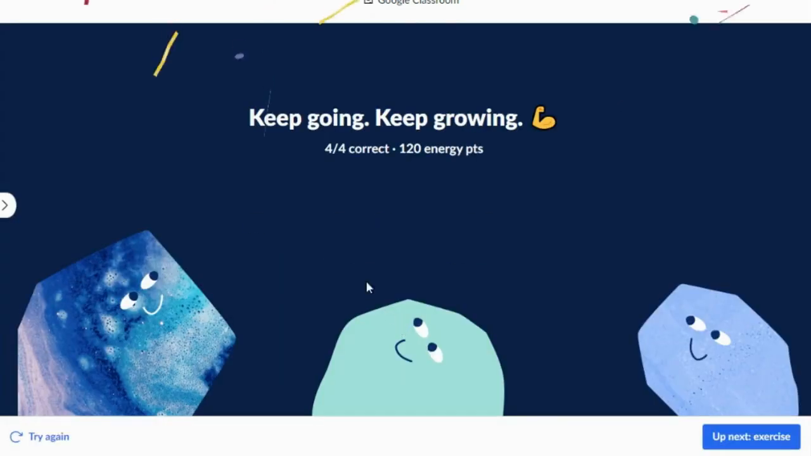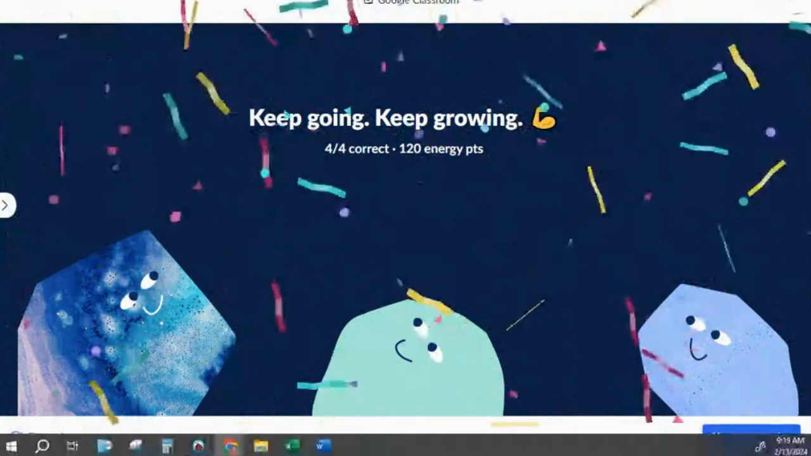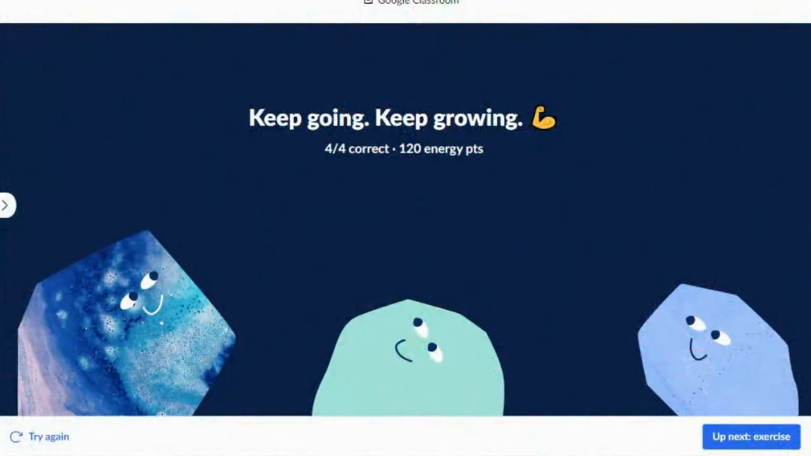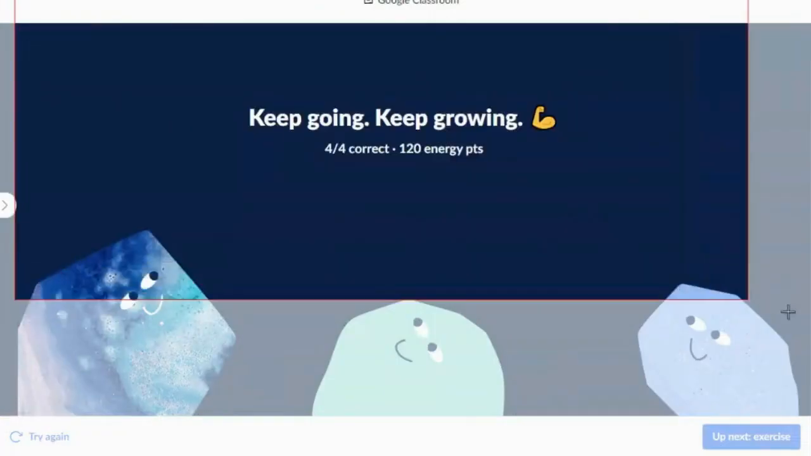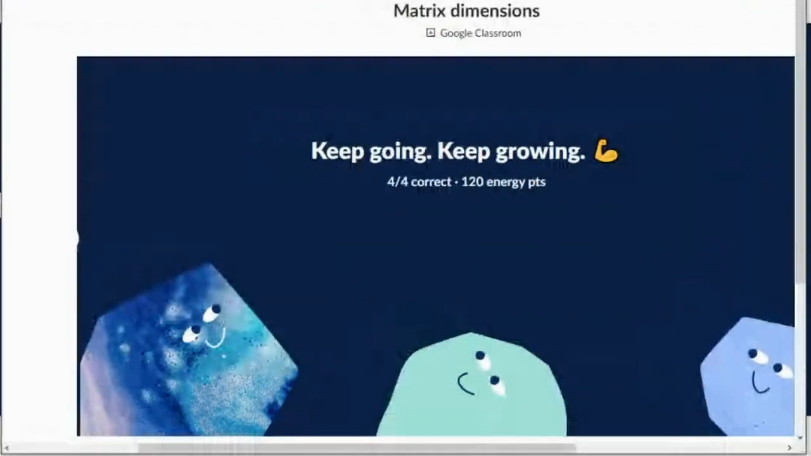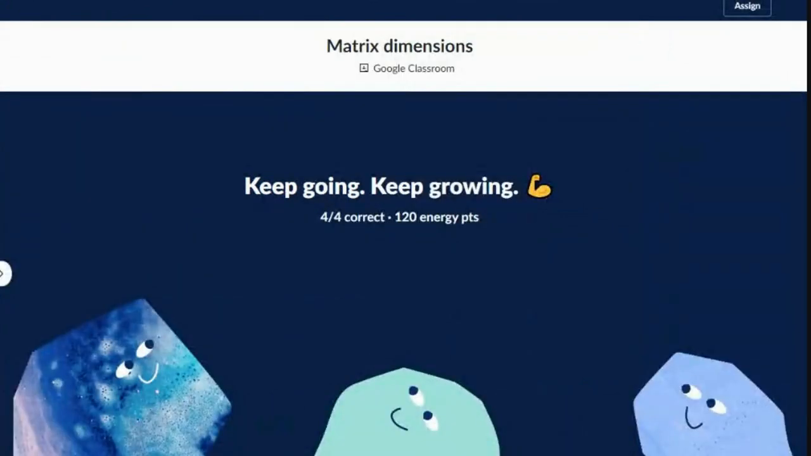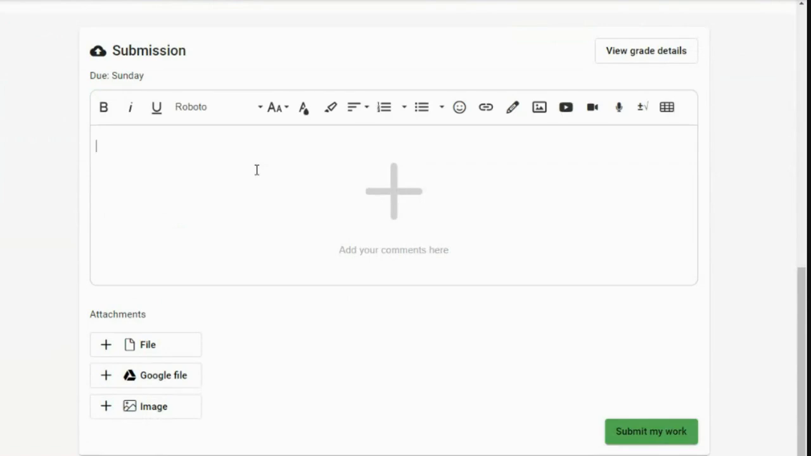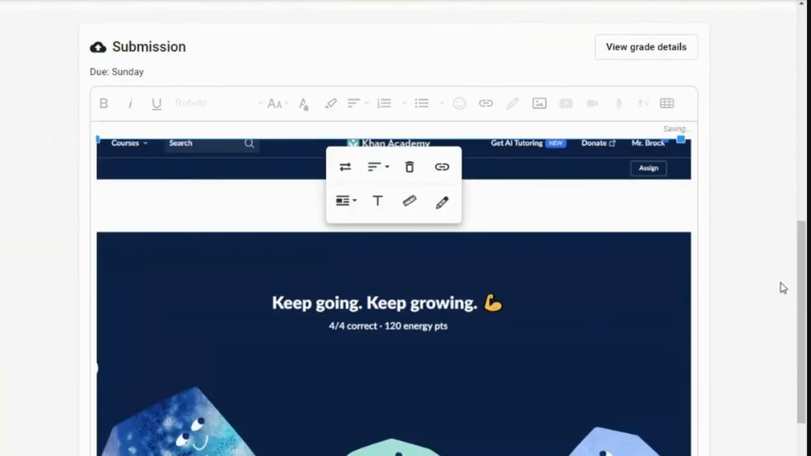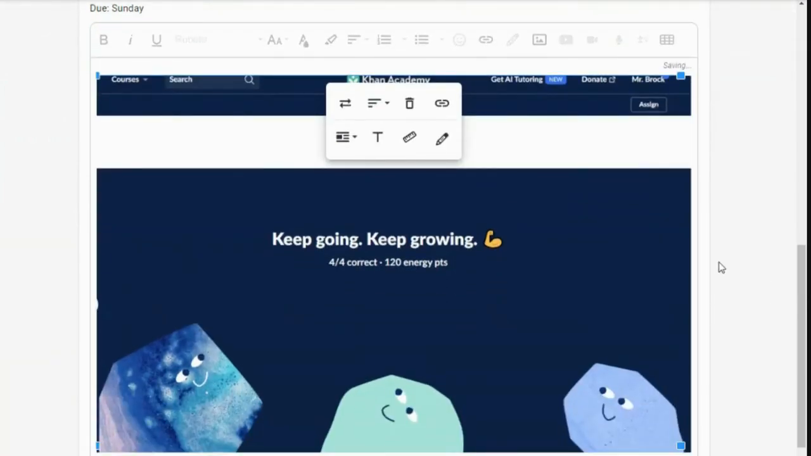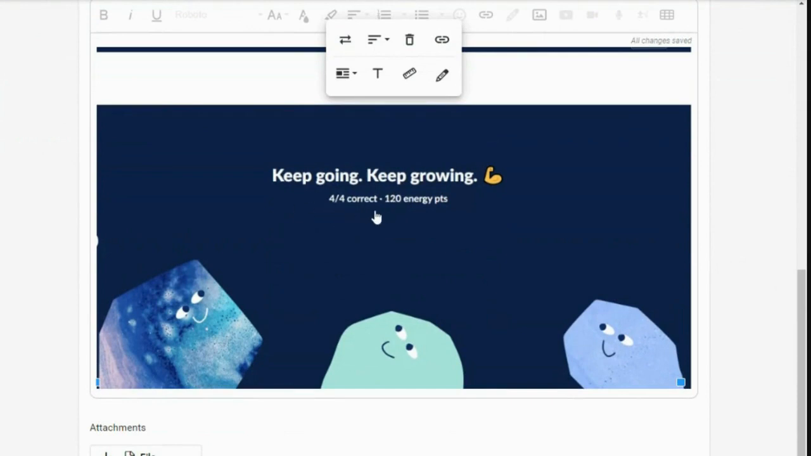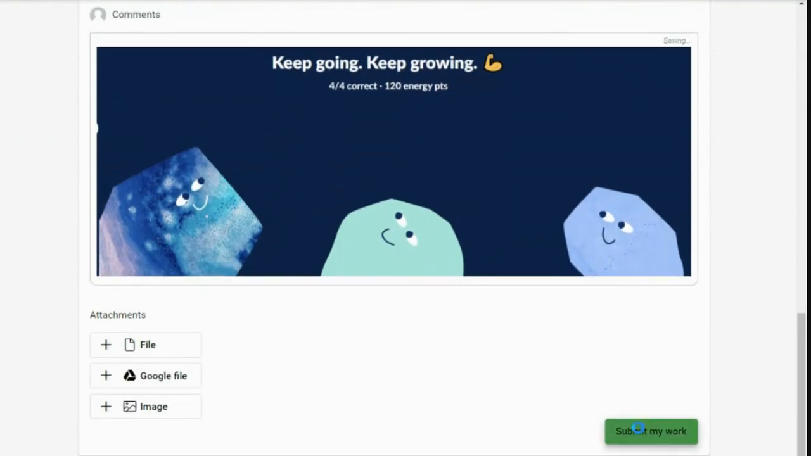All right, this is what I want to take a screenshot of, because it told me to take a screenshot. So I go here and say, okay, I'm taking a screenshot. Look, it's got my name, Mr. Brock, up there in the corner, though you can hardly see it. I take that and go back, scroll down, and paste that into Buzz. It shows that I got 4 out of 4 correct, and I submit my work.